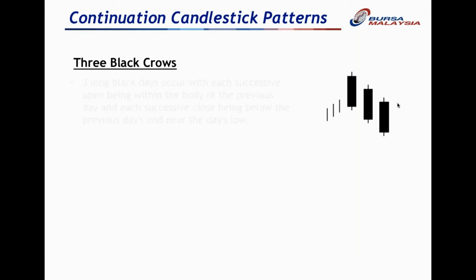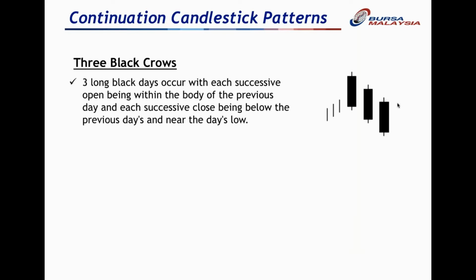The opposite of three white soldiers is what we call three black crows, and it is formed in a downtrend. When you see three really long black candles, those are the three black crows. The three long black days occur with each successive open being within the body of the previous day, and each successive close being below the previous day's close or near the day's low. It is a continuation pattern for a downtrend.